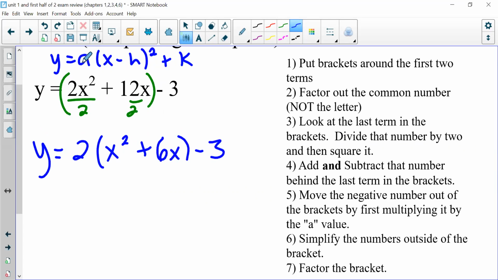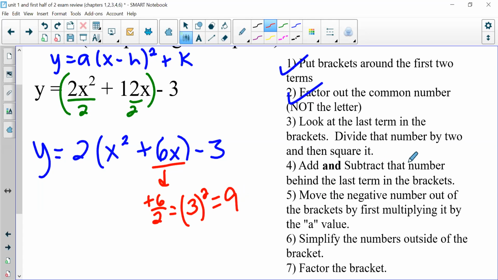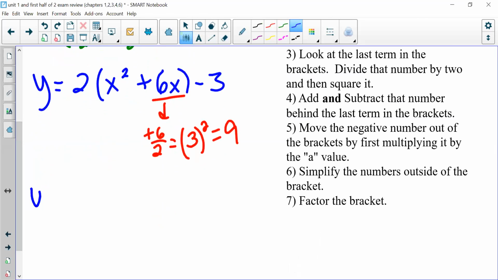So I've taken out the a value, right? Yeah. So I've done this, I've done this. So now you're going to look at the last term in the bracket. Okay. And you are going to divide it by 2 and square it. So you're positive 6 divided by 2? 3. And what's 3 squared? 9. Awesome. Now what you're going to do is add and subtract that number behind the 6x in the bracket. So what will that look like? Pardon me, what'd you say? You said add and subtract that number behind the last term in the bracket.